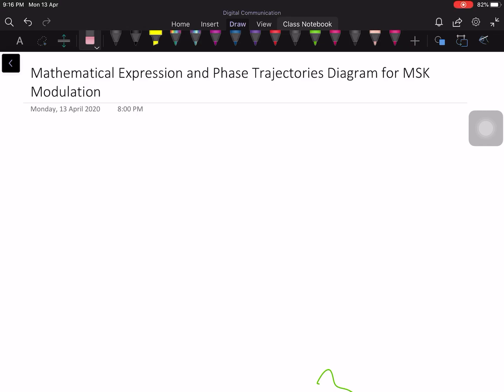In this lecture, I am going to discuss the mathematical expression and phase trajectory diagram for MSK modulation, minimum shift keying modulation. Now first let me look at the modulated waveform with the carrier. When we go to the modulated waveform, let me start with the baseband expression, that is the modulating signal. We know that the modulating signal or the baseband signal is given by e power j times theta of t. It's an exponential form, your baseband signal in the exponential form.